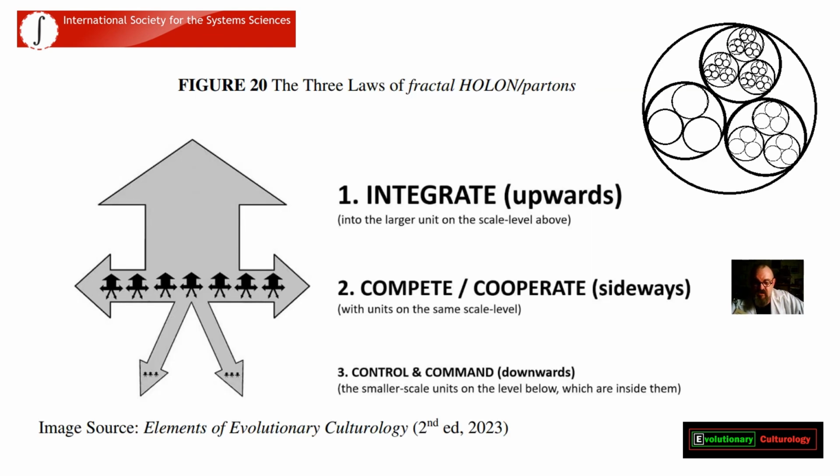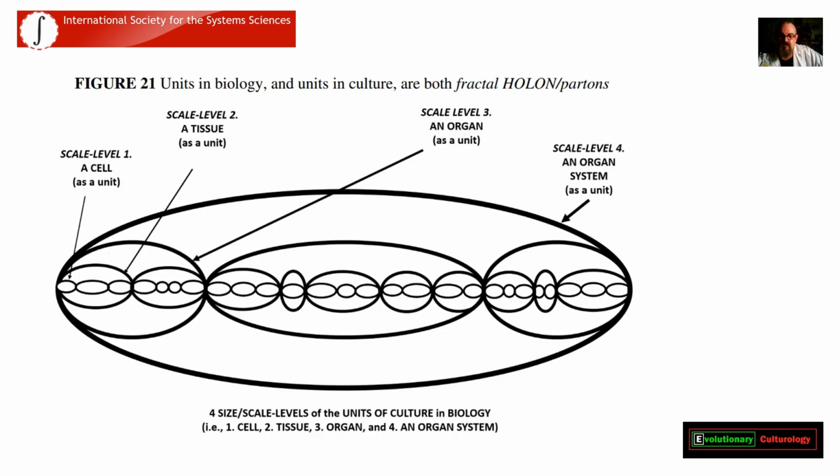There's figure 20. There's your 3 laws again. Pretty simple, pretty universal. Literally. Next. There's 21. Units in biology, units in culture are both fractal whole-on partons. So we're looking at small units there. A cell, bigger, they make up tissues. Bigger, they make up organs. Bigger, they make up organ systems. So there's your 3 laws in action again. Integrate upwards. Compete and cooperate sideways, control and command downwards/inwards.